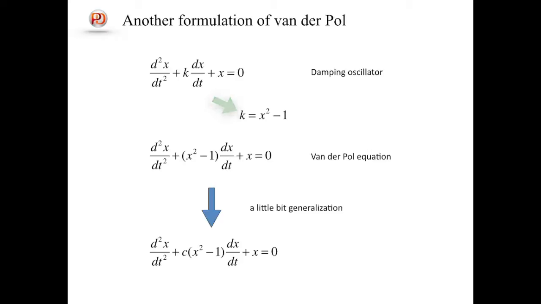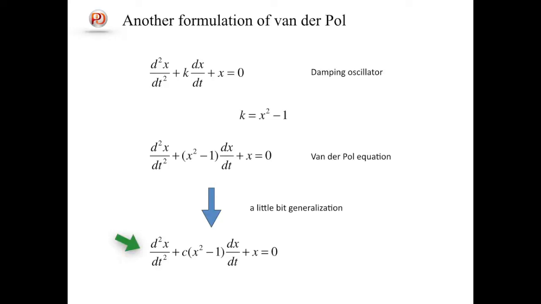In the previous tutorial, we used two equations of the first derivatives of x and v for describing the Van der Pol equation, but applying the same replacement of the parameter k to the single equation formula of the damping oscillation with the second derivatives, we can also have the Van der Pol equation, and adding a coefficient c to the equation to generalize it a little bit, we obtain the equation at the bottom of the slide.